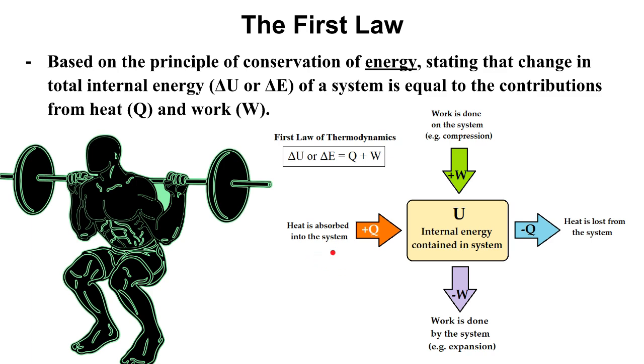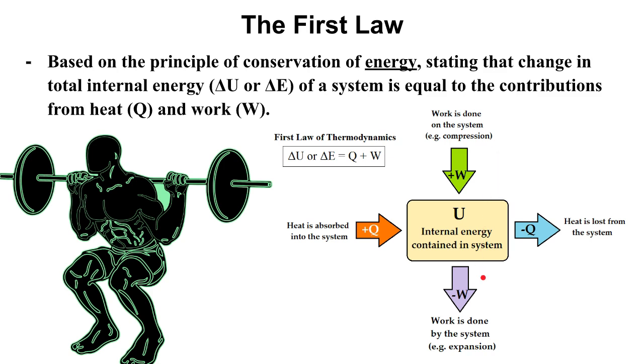On the left, we have heat being absorbed into the system, right? That's plus Q. Q is the letter we tend to use to represent heat energy. So that would be a plus to the system. And if heat is lost from the system, it's minus Q. If work is done on the system, think of a piston being compressed, right? If work is being done on that system, it's positive.